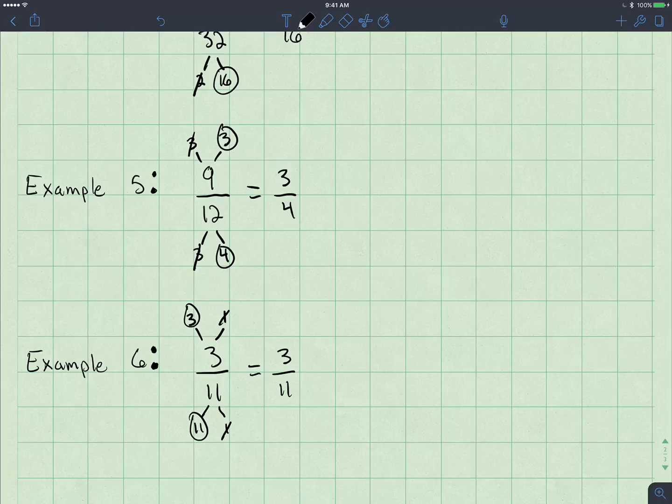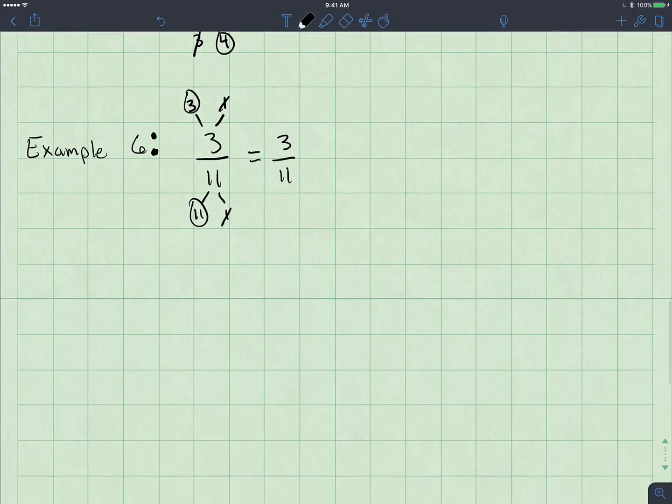Why did that happen like that? Well, because 3 is prime and 11 is prime, there is absolutely no way for our fraction to be reduced any further because 1 is the loneliest number that you'll ever know. So be ready in class.